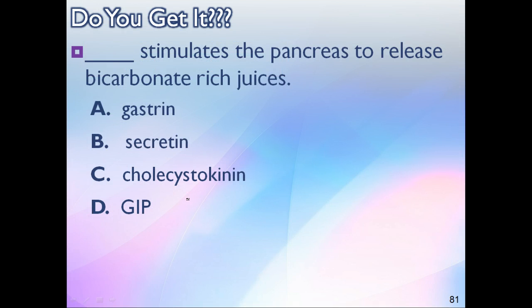So a few questions here before we finish up this lecture. Blank stimulates the pancreas to release bicarbonate-rich juices. Is it gastrin, secretin, cholecystokinin, or gastric inhibitory peptide? Well, if you recall, only one of these was secreted due to a drop in pH from the duodenum, which would of course make sense that we would want bicarbonate from the pancreas, and that is secretin.